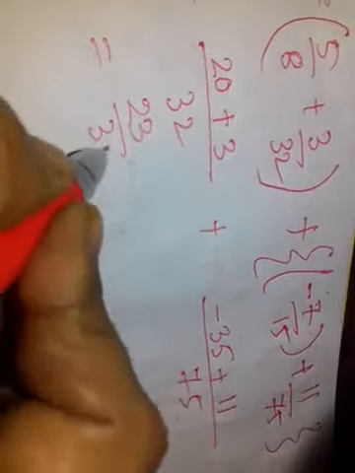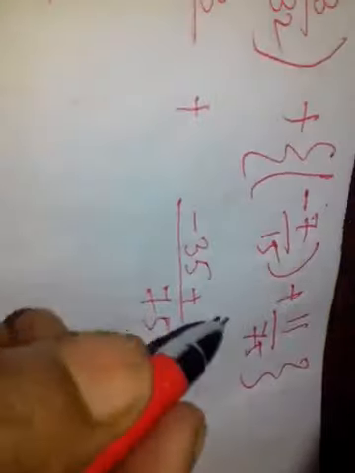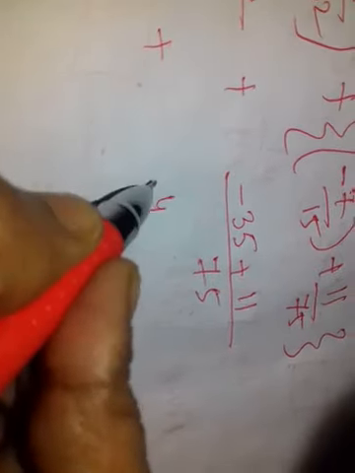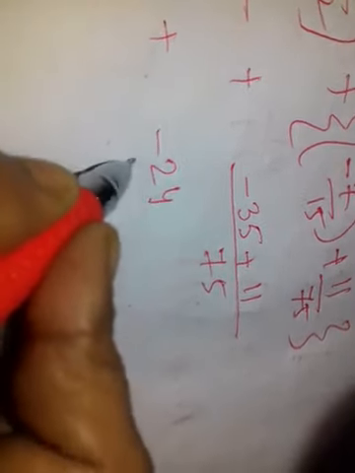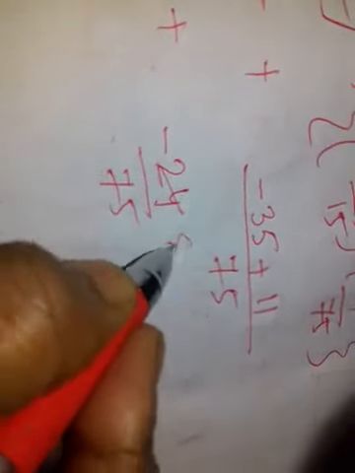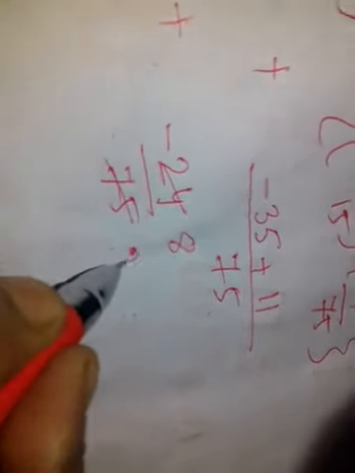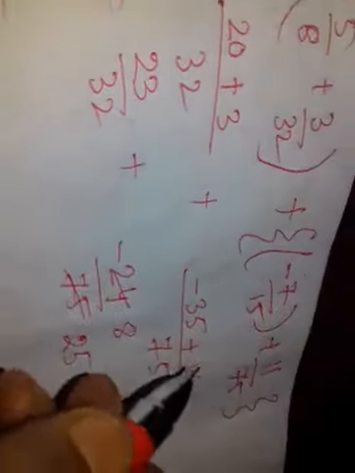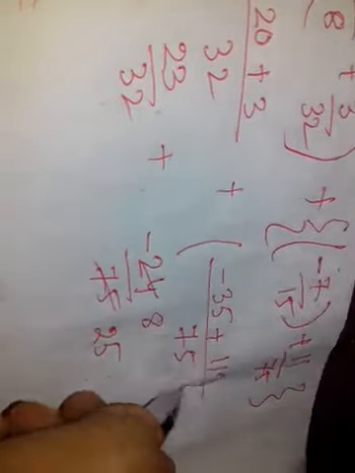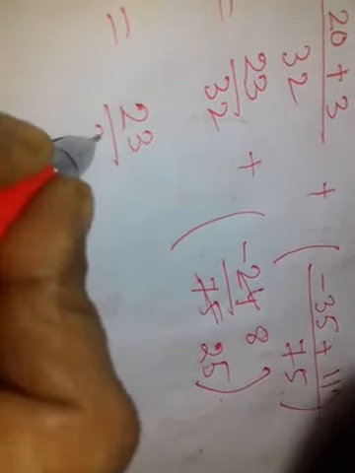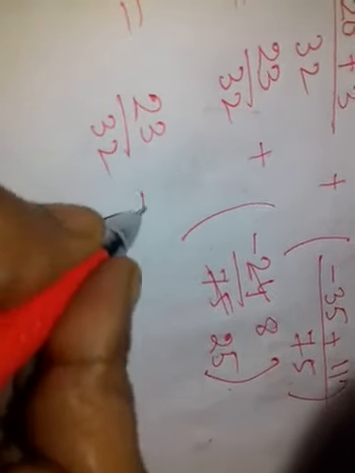23 by 32 here plus, minus 24 by 75. 3 8s are 24, 3 25s are 75. So this is equal to 23 by 32 plus minus 8 by 25.